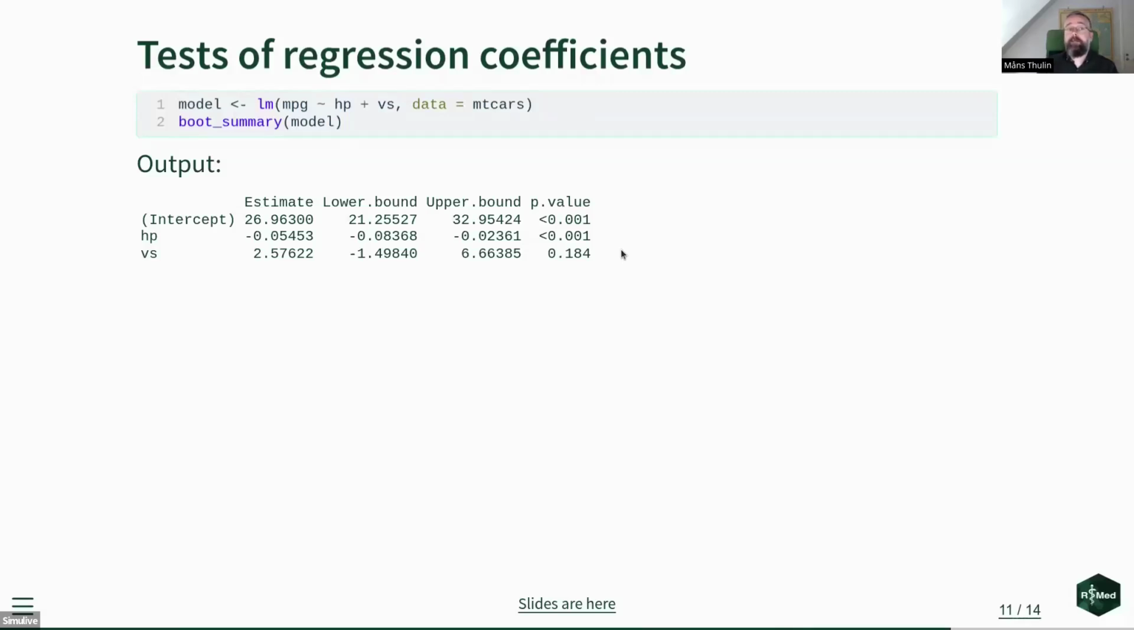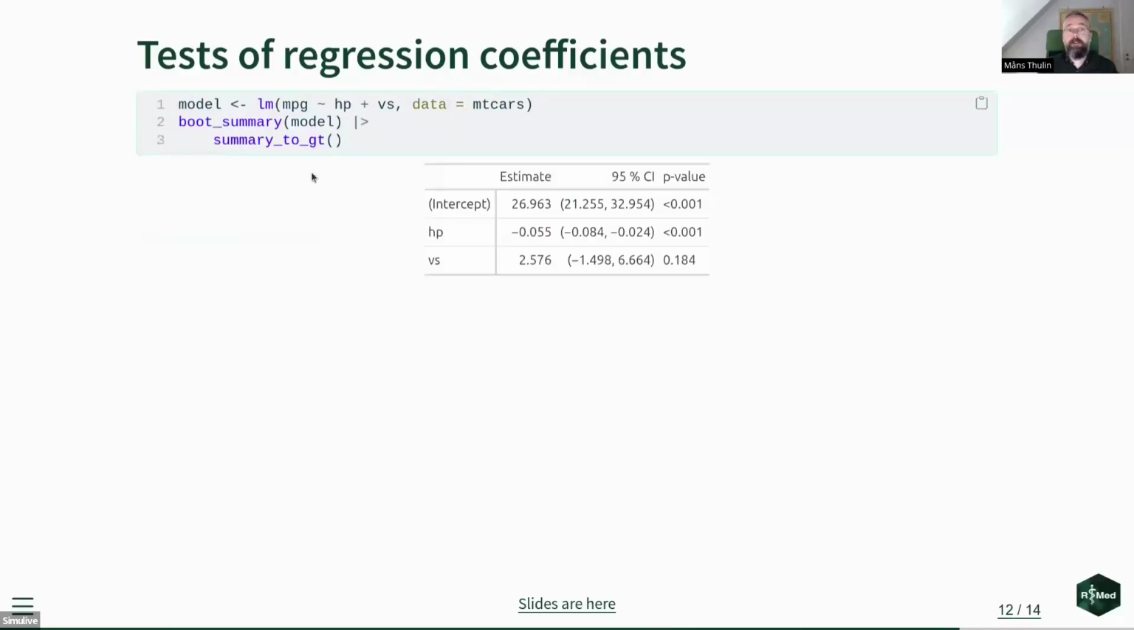You can also get this in a different output format. If you don't want this data frame, you want something that's ready for publication, you can pipe this to a function like summary_to_gt, which creates a summary table in a gt format. We also have flextable available here if you prefer that. So you can get this in a publication-ready format with another line of code.